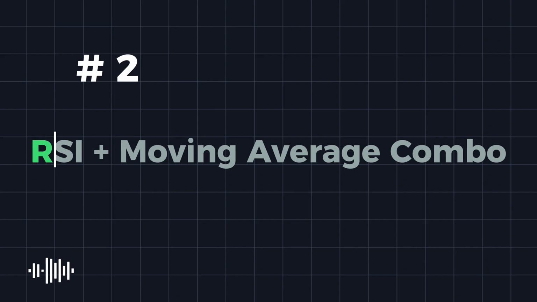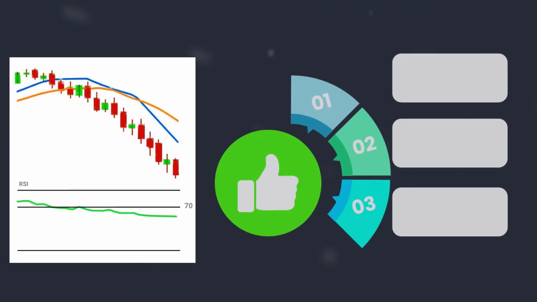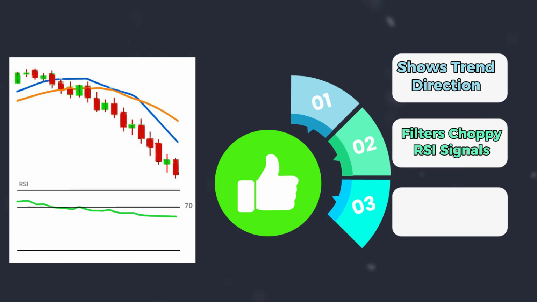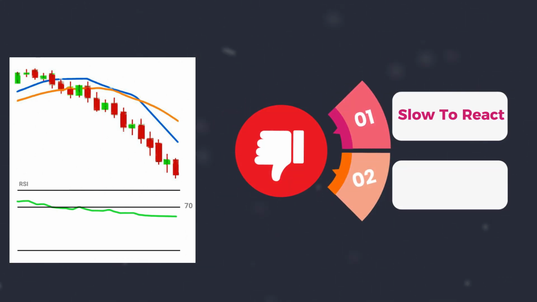Number 2. RSI plus moving average combo. Next, we have the moving average, which shows the overall trend. Pros: shows trend direction, filters choppy RSI signals, easy for beginners. Cons: slow to react, doesn't measure momentum directly.